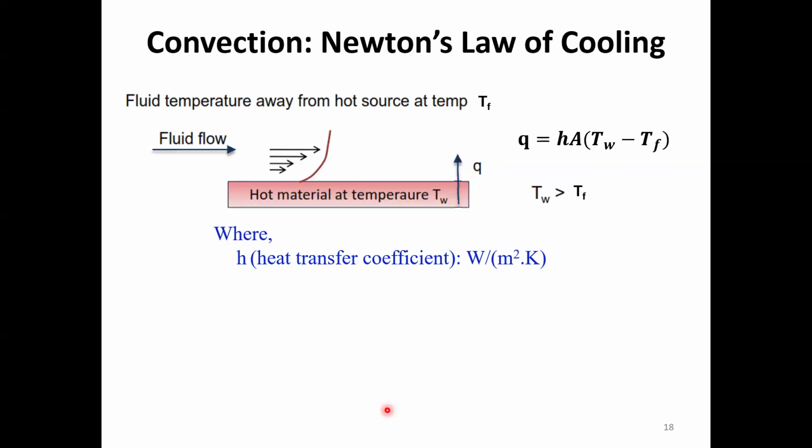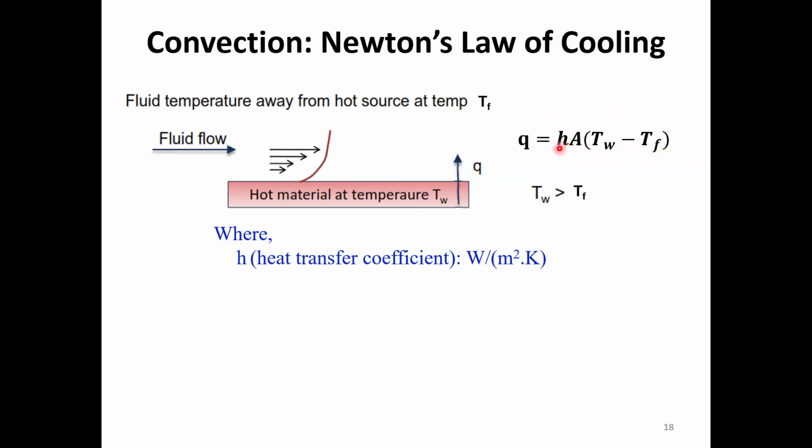We have seen examples before, and one such is captured in this schematic over here. You have a hot material at a temperature TW, so it could be your hot pipe, for example. And as fluid, your atmospheric air, blows over it, it carries the heat away. For this case, the rate of heat transfer from the metal surface to the fluid is given by Newton's law of cooling, which is equal to HA(TW minus TF).